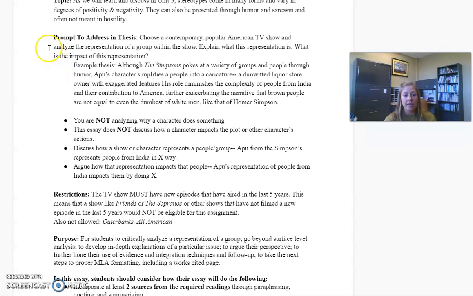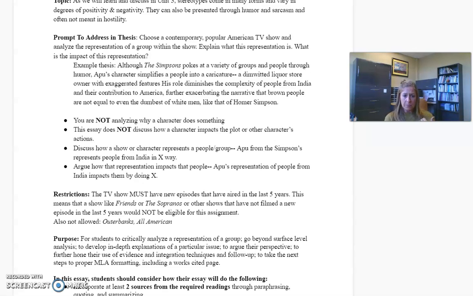So we just discussed the topic. I'm going to bring us down now to the prompt itself. Now, this is what you would actually address in your thesis statement, somewhere towards the end of your introductory paragraph. So you're going to choose a contemporary popular American TV show. That means it must have aired in the last 5 years. And you are going to choose a group that is within that show and analyze the representation of that group. I'll explain what we mean here.